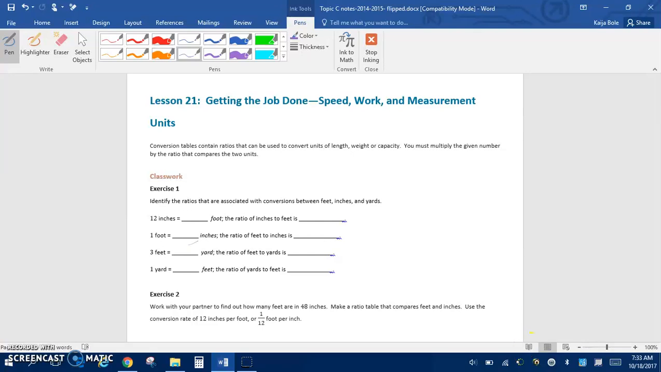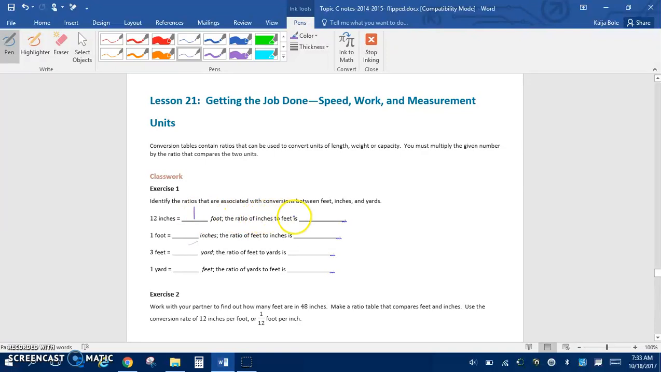Alright, so here we are in lesson 21, getting the job done, speed, work, and measurement units. So we're on page 19 of your note packet, and it talks about how we can use conversion tables that contain ratios that can be used to convert units of length, weight, or capacity. Alright, so the first part here says to identify the ratios that are associated with the conversions between feet, inches, and yards. So in 12 inches, we know that there is 1 foot.